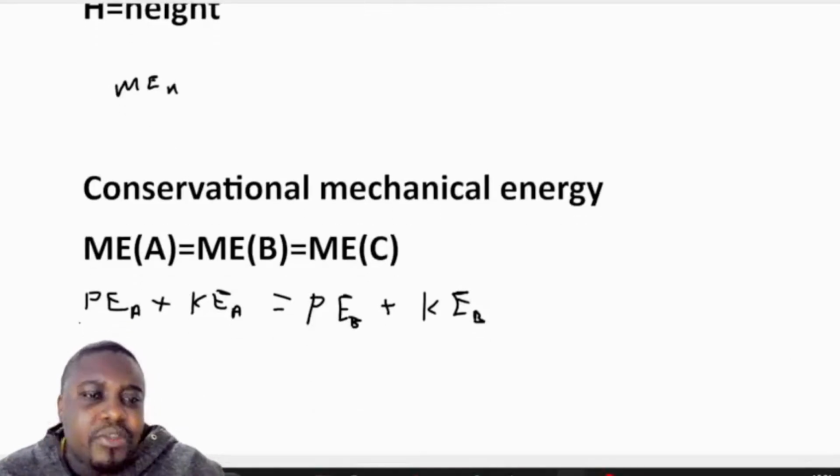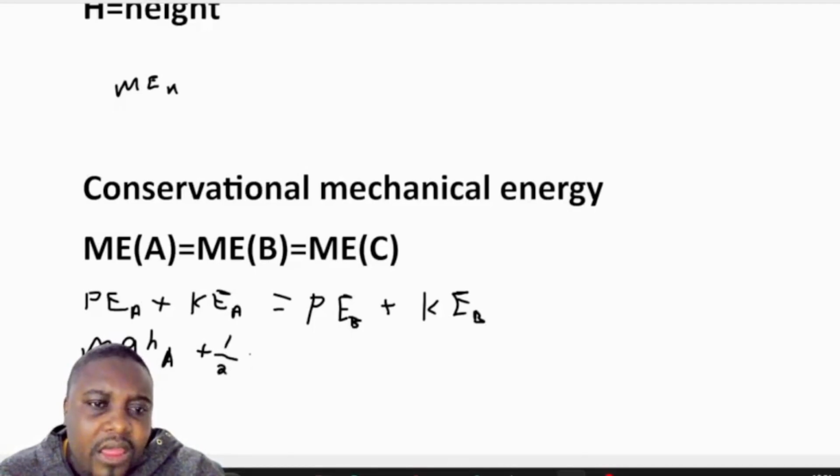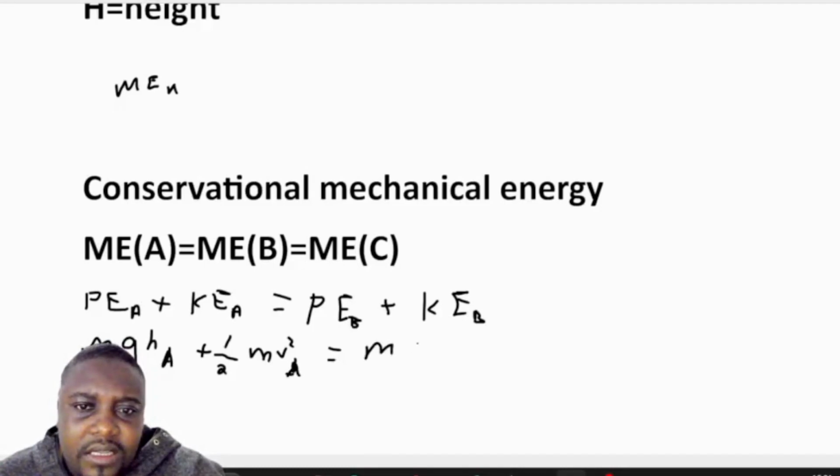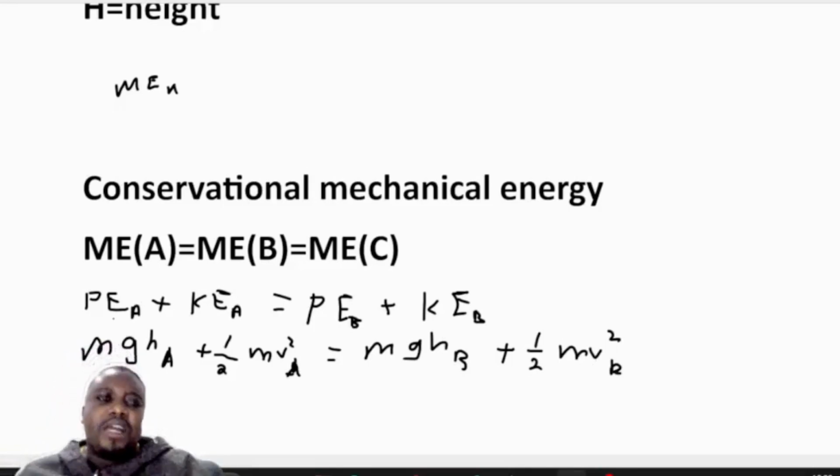We can say in terms of the formula, we know that ME at point A is mgh at point A plus 1 over 2 mv squared at A, which is going to be equal to mgh at B plus 1 over 2 mv squared at B. So now this is a formula.